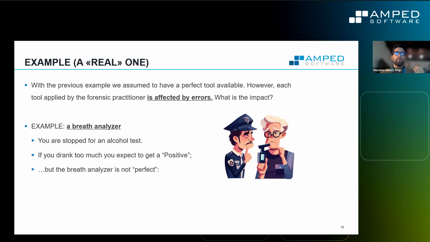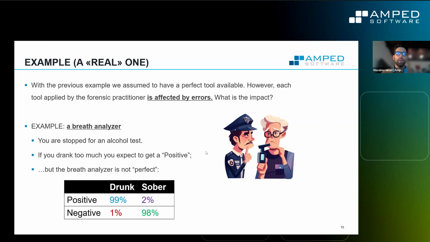But this breath analyzer is not perfect. It can commit mistakes. So we have some common response that can be described in a table like this. So for instance, if you're drunk, the tool is expected to find you 99% of the cases. So you get a positive 99% of the time, but you can be very, very lucky. In 1% of the cases, even if you're drunk, you get a negative and you're safe. And if you're sober, most of the time you get a negative, but you can be a bit unlucky and you get a positive 2% of the time.